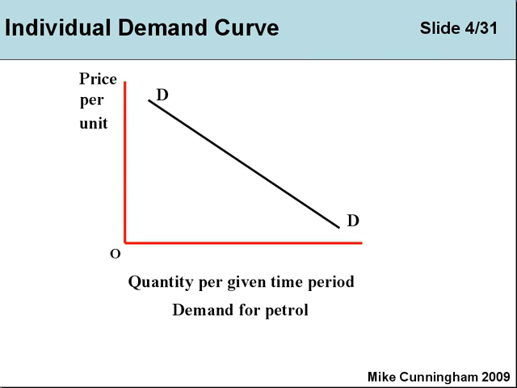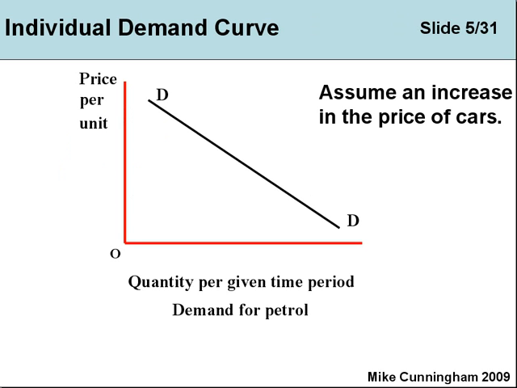Here's the demand curve. Let's say the demand curve for petrol. Now let's assume that there's an increase in the price of cars. Well, cars and petrol are related. They go together, if you pardon the pun. They literally go together, and metaphorically and economically go together. The price of petrol influences the sale of cars. The sale of cars influences the price of petrol and the demand for petrol.